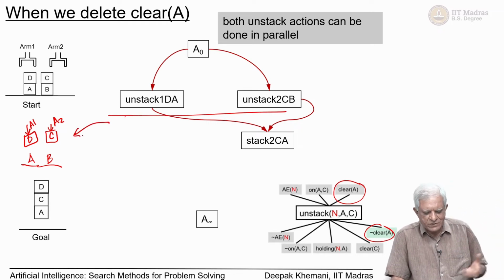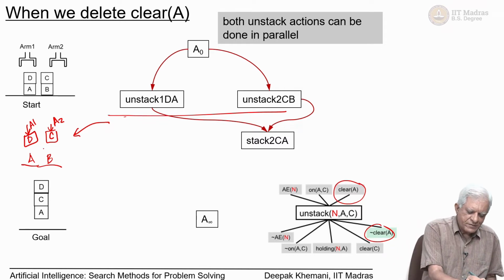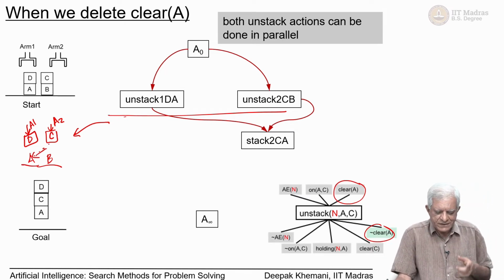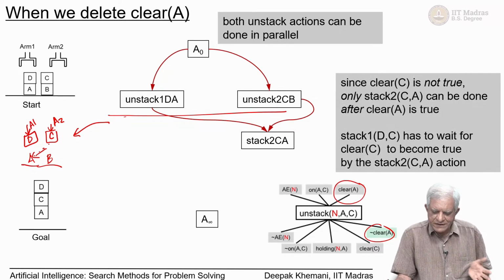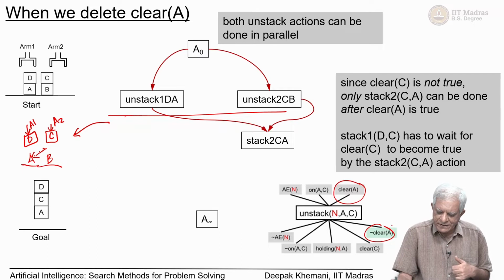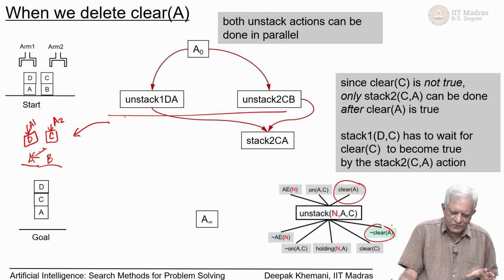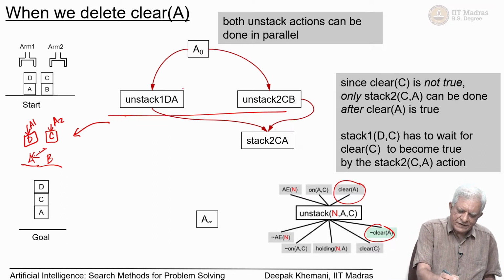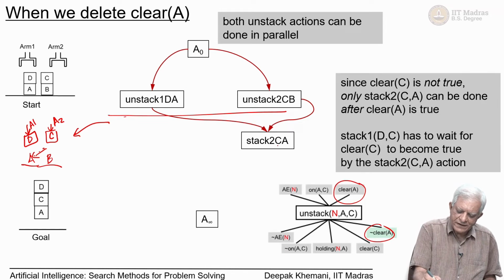You are holding D and you are holding C essentially. So, clearly you can stack C onto A, because that is what you need to do. You put it onto C, and that is allowed by our actions. The other action, as we said, has to wait. Since clear C is not true, because we have deleted it, as you can see here, only stack CA can be done after clear A is true essentially, which means after you have unstacked D from A, only then you can do stack C onto A.